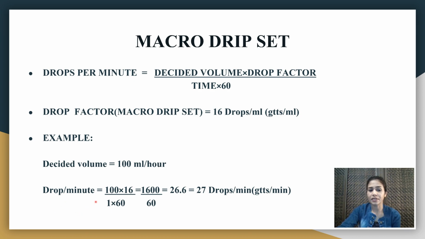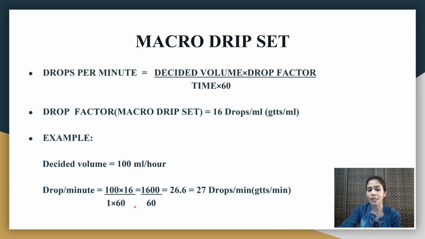So drop per minute is equal to decided volume. Decided volume is how much the doctor advised you to give. So the doctor advised to give 100 ml, so I put 100 here into drop factor. As I am using a macro drip set, it's been mentioned 16 drops per ml. My drop factor is 16. So I mention here 16 divided by time. So 100 ml has to go per hour, 1 hour.